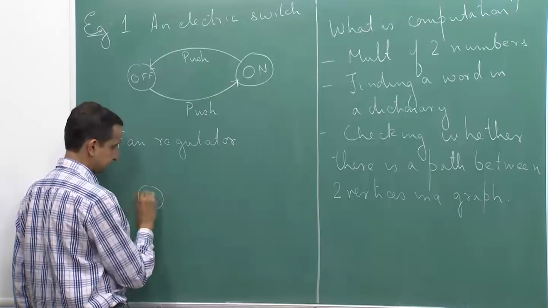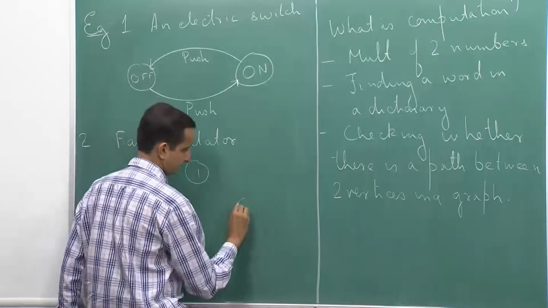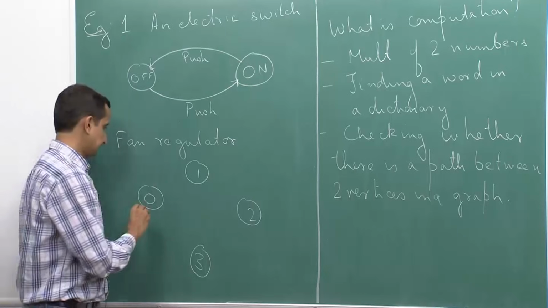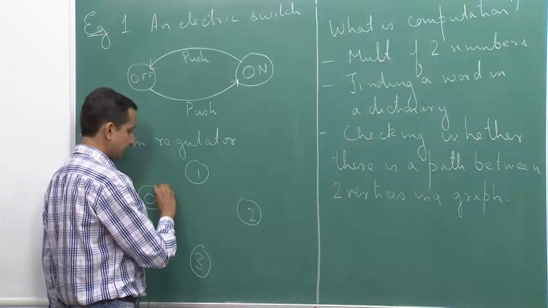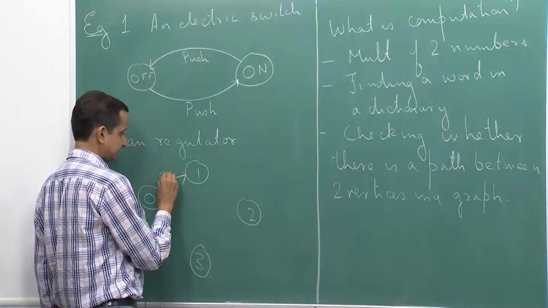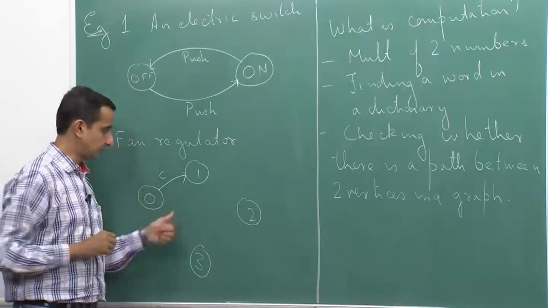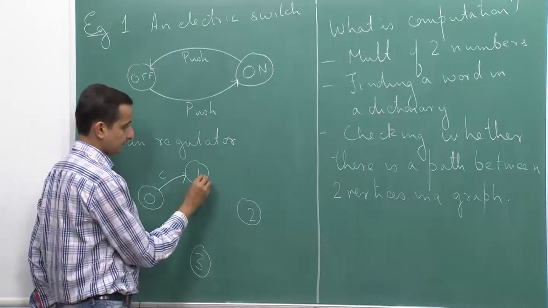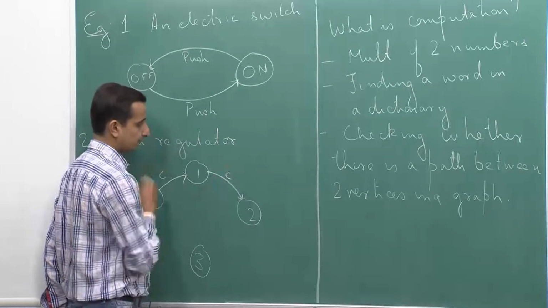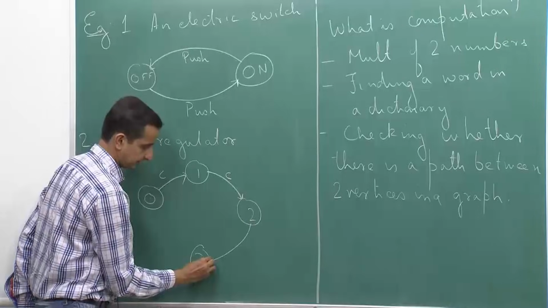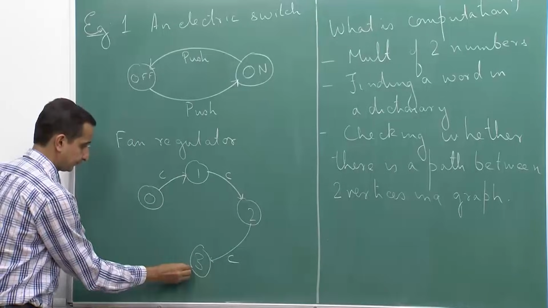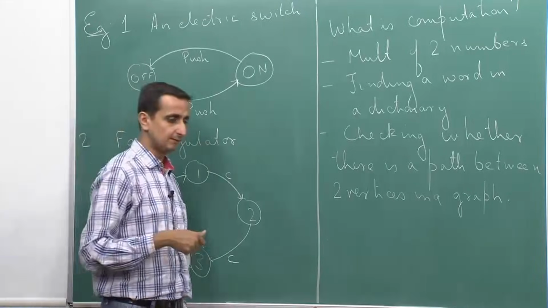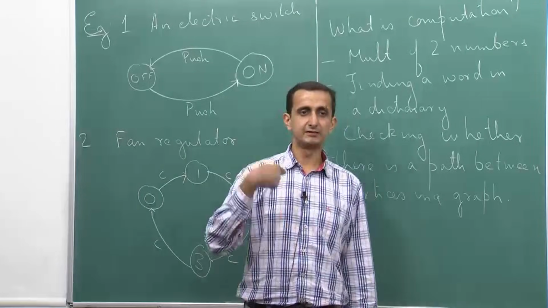So, we have 0, 1, 2 and we have 3. So, if I turn the regulator clockwise from 0, I will denote that with C, it goes to state 1, or it goes to the low state. From 1 again if I turn it clockwise, it will go to 2. From 2 if I turn it clockwise, it goes to 3, and from 3 if I turn it clockwise, it goes to 0. Okay.